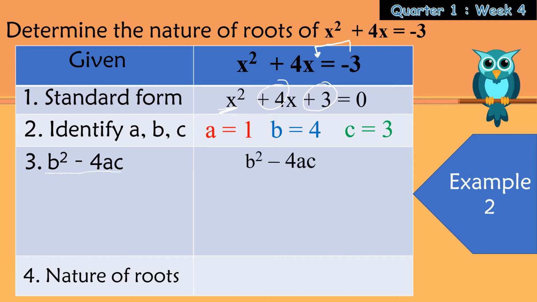So again, magsisubstitute lang po tayo. So you got here b squared, so you substitute 4. So you got here 4 squared minus 4 times 1 times 3. Okay, so this will be your expression.